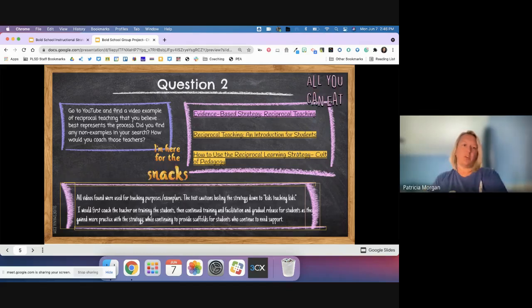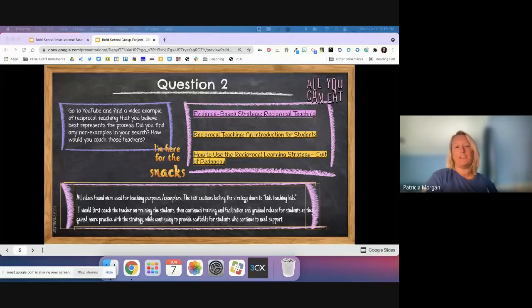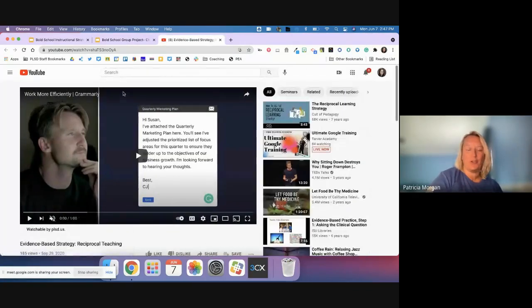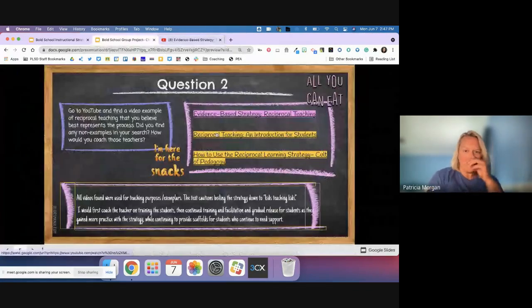And then the next question talked about, go to YouTube and find a video example of reciprocal teaching that you believe best represents the process. And did you find any non-examples in your search? How would you coach those teachers? So there was a gamut of videos. The first one that's labeled in pink is an over 39-minute video. So we won't watch that whole 39-minute video.